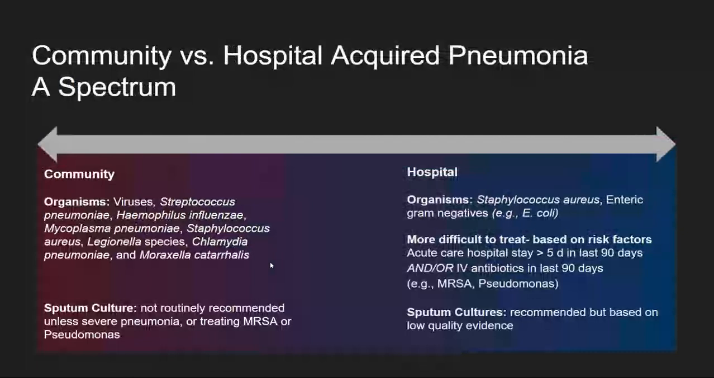In terms of organisms that can cause pneumonia, there's a wide spectrum of them. In the community setting, viruses are actually the most common causes of pneumonia, but followed by that, the most common bacteria would be Streptococcus pneumoniae, followed by H. or Haemophilus influenzae. In the hospital setting, Staphylococcus aureus and enteric gram-negatives would be more common. Also in the hospital setting, we need to worry about more difficult to treat organisms, and those would be based on patient risk factors, including recent hospital stays, as well as recent antibiotic use.